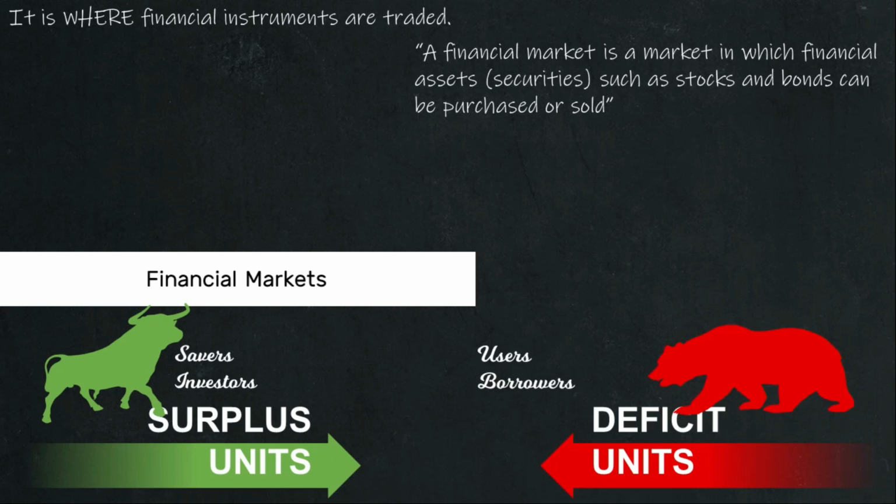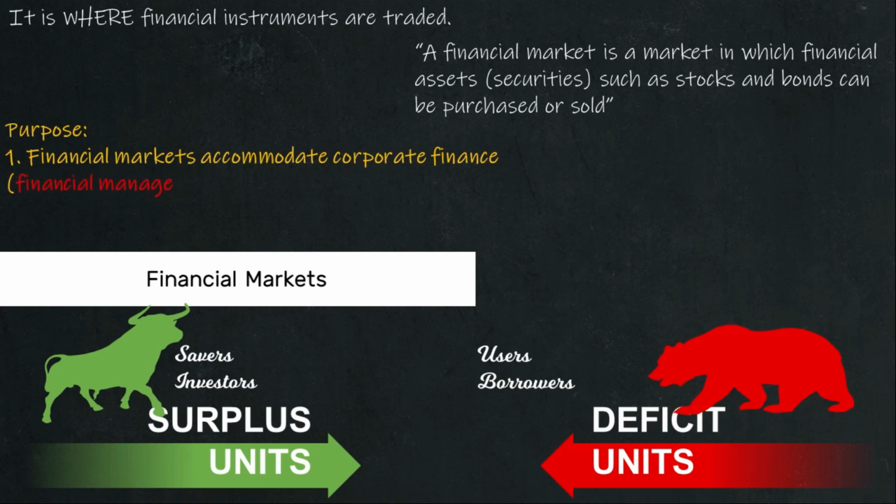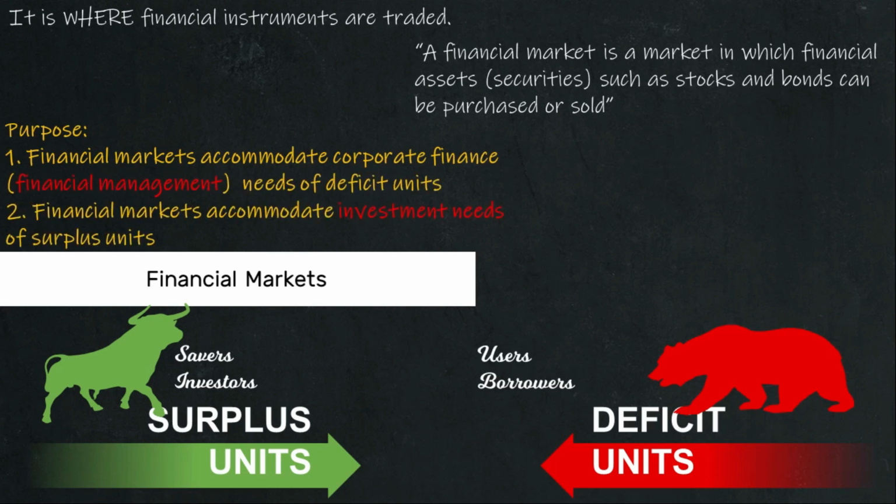Now, what purpose do financial markets serve? Let's look at two. Financial markets accommodate corporate finance needs. Corporate finance, or financial management, involves high-level decisions such as how much funding they need to get and what combination of debt and equity securities need to be issued in order to obtain such funding. Financial markets accommodate investment needs. Financial markets accommodate the surplus units who want to make sure that their excess funds are put to good use by investing in either debt or equity securities.